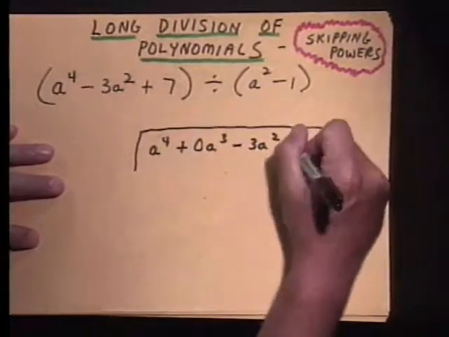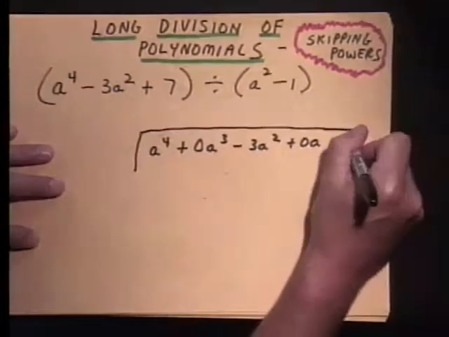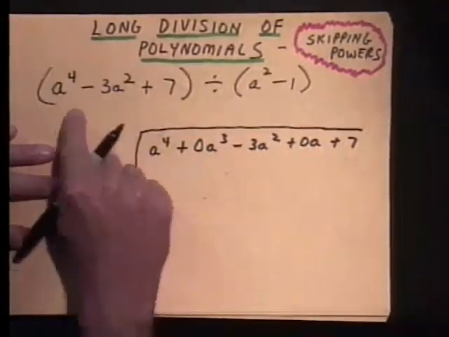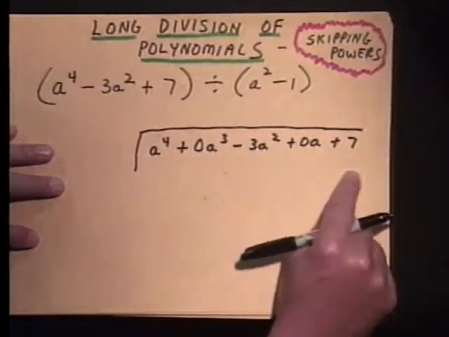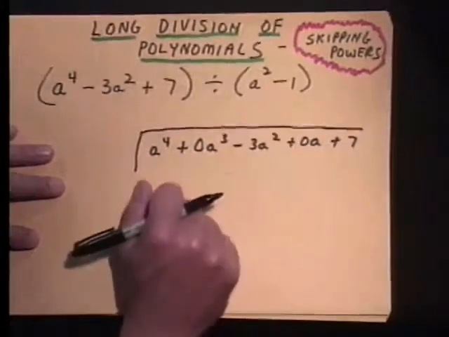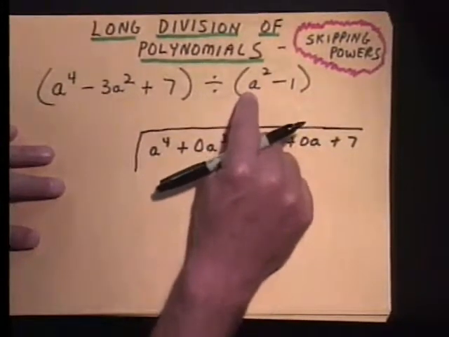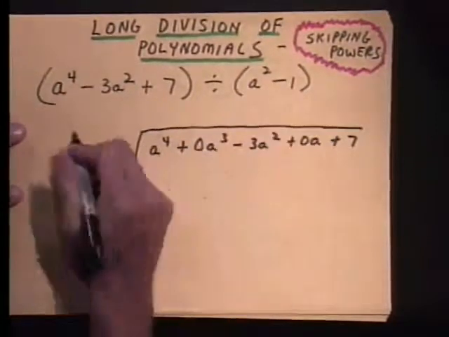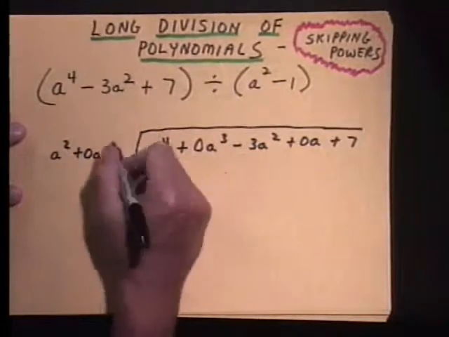So I'm going to go ahead and put plus 0a here, and then plus 7. All right, so now we have this polynomial, which is a trinomial, all arranged in descending order of powers, skipping no powers. So don't skip them. Now notice what we're dividing by also skips a power. It goes from a squared to the number, so we're going to go ahead and insert plus 0a in here.